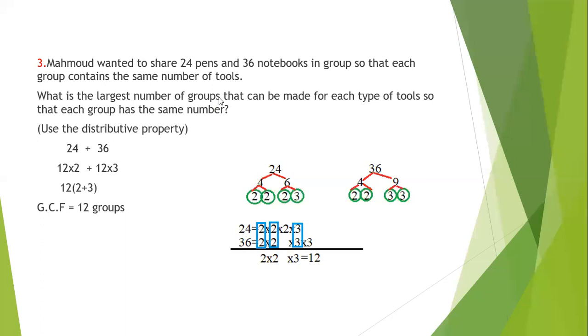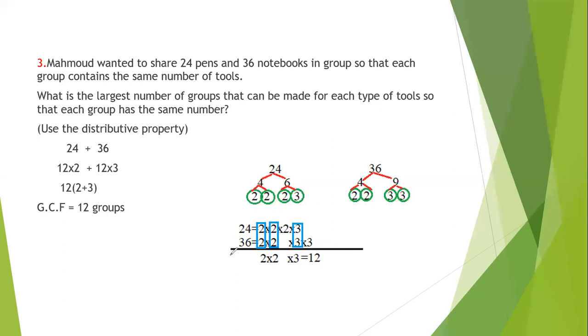First, let's get the factor tree to find the prime factors of 24 and 36. Prime factors of 24: 4 times 6, then 6 is 2 times 3, and 4 is 2 times 2. So the prime factors of 24 are 2 times 2 times 2 times 3. For 36, it's 4 times 9, and 4 is 2 times 2, 9 is 3 times 3. So the prime factors of 36 are 2 times 2 times 3 times 3.